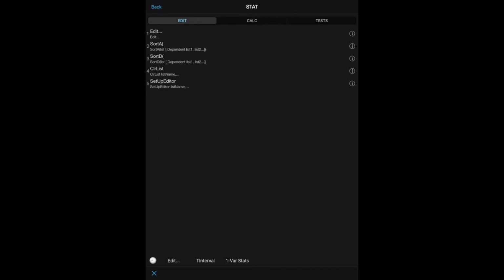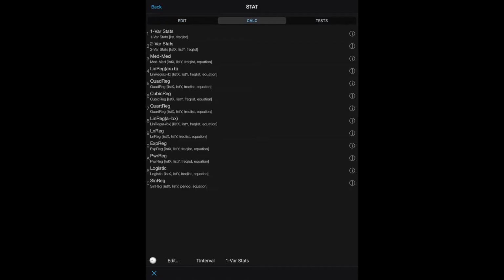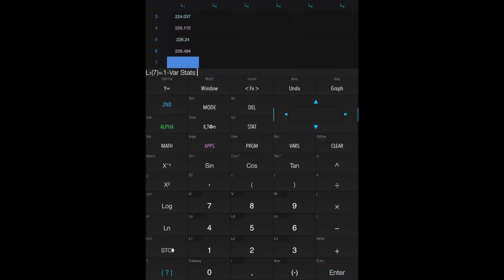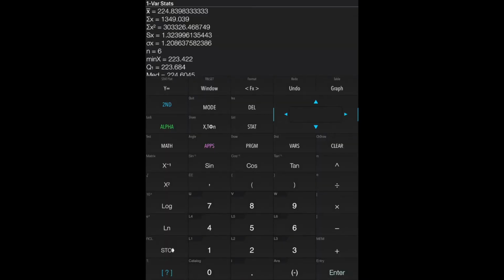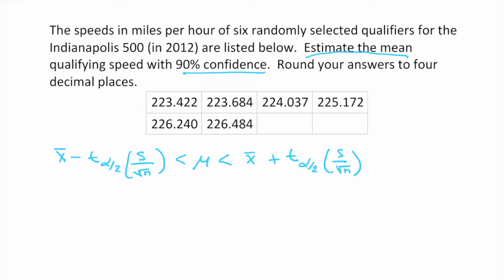And now we want to calculate, so we'll go to the Calculate menu and select Item 1, which is 1-Var Stats. And then we'll select Enter, and we end up with a mean of 224.84. And a sample standard deviation, it's the 4th item. Remember that a sample standard deviation is denoted with an s. So that is 1.323 or 1.324 if we round to the 4th decimal, like it asked us to do in the problem. So as we saw in the calculator, our sample mean is 224.8398, and our sample standard deviation is 1.3240.